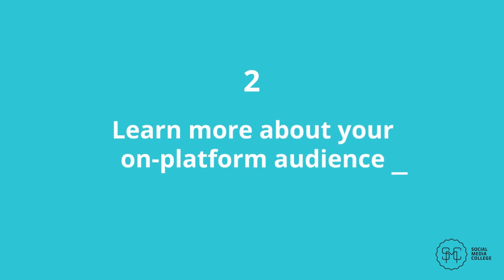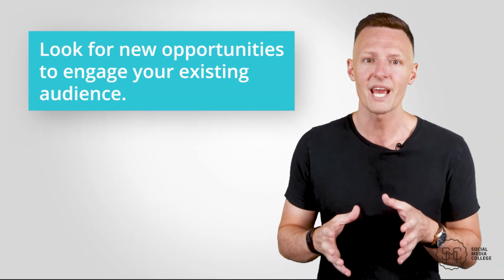2. Learn more about your on-platform audience. Look at their demographics and interests. Are you missing any audience niches here? Conversely, look for new opportunities to engage your existing audience. If you have a blog about food and drinks and see that a large proportion of your audience likes gardening, create a blog post and pins about recipes made with ingredients common in local gardens.